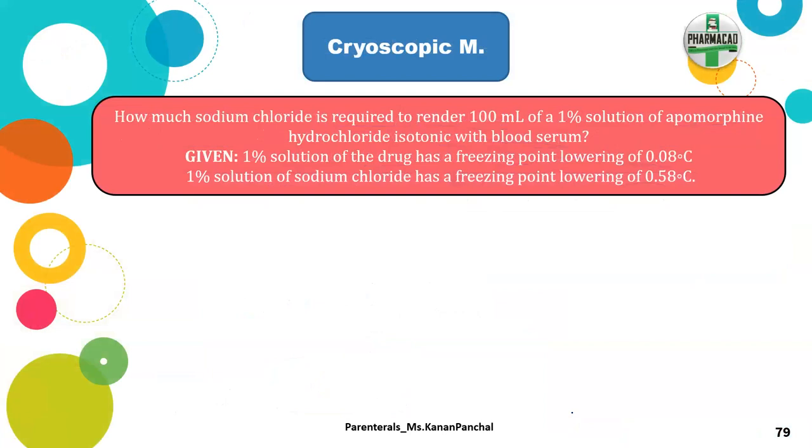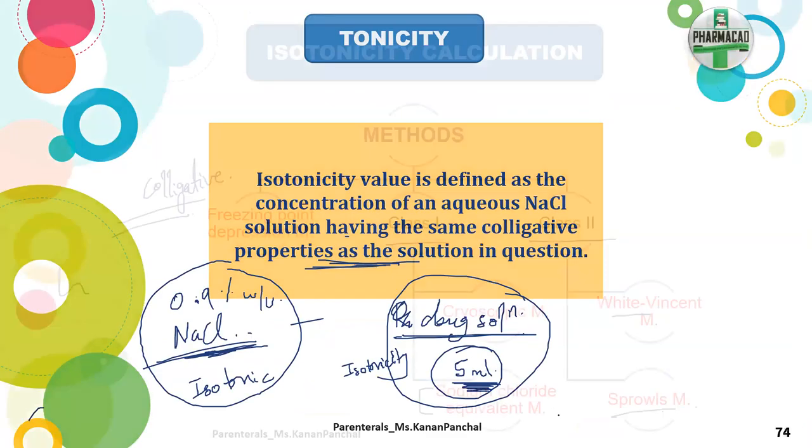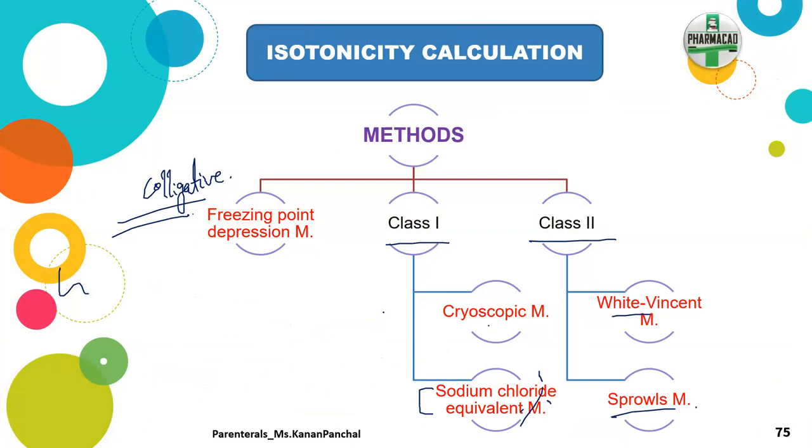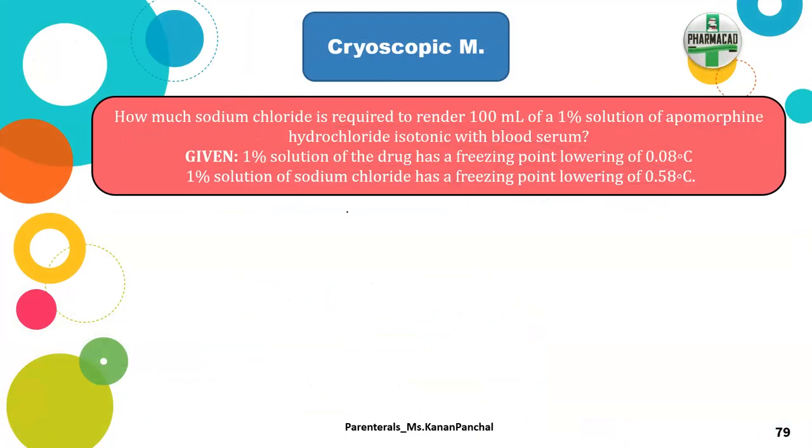Next is also cryoscopic method. Uska bhi same hi hai. Fine? Cryoscopic method, depression in freezing point. See, of the different methods here, freezing point and cryoscopic method, they are going to be same only, fine? So don't panic if you all read cryoscopic method in the question. Now the question is, how much of sodium chloride is required to render, render matlab to make 100 ml of 1% solution of so and so isotonic with blood?